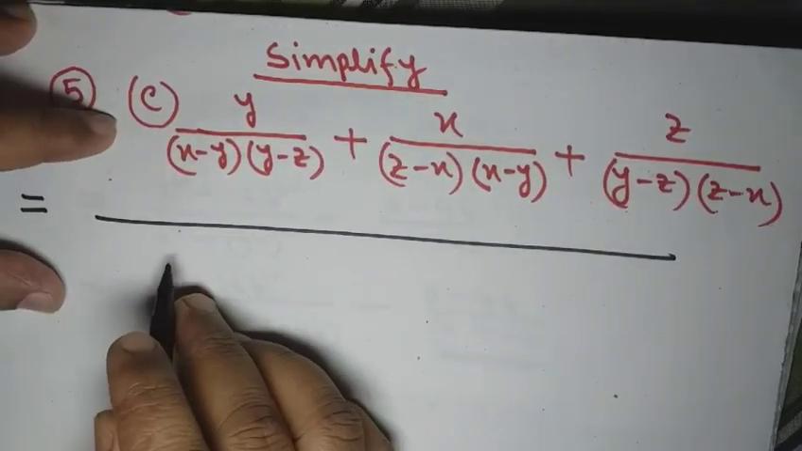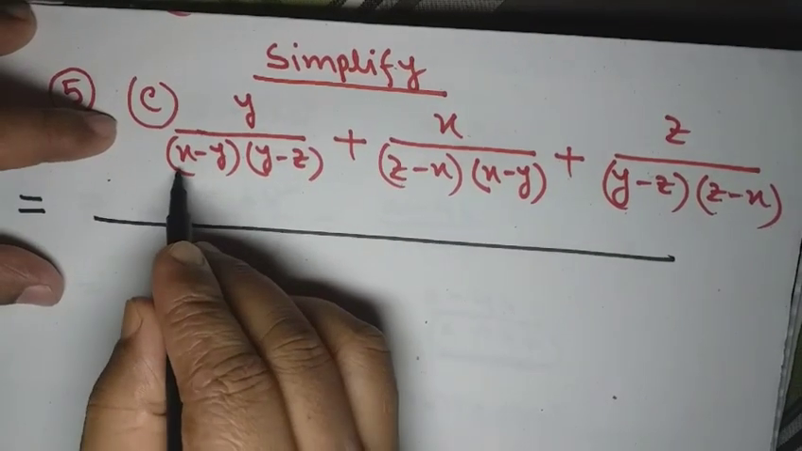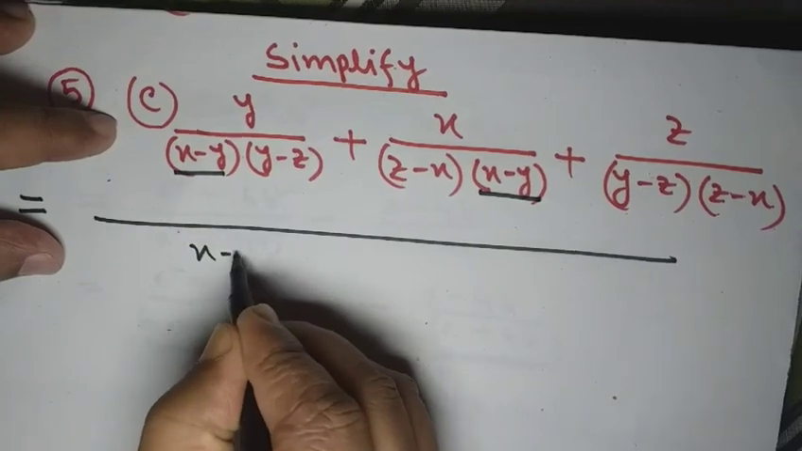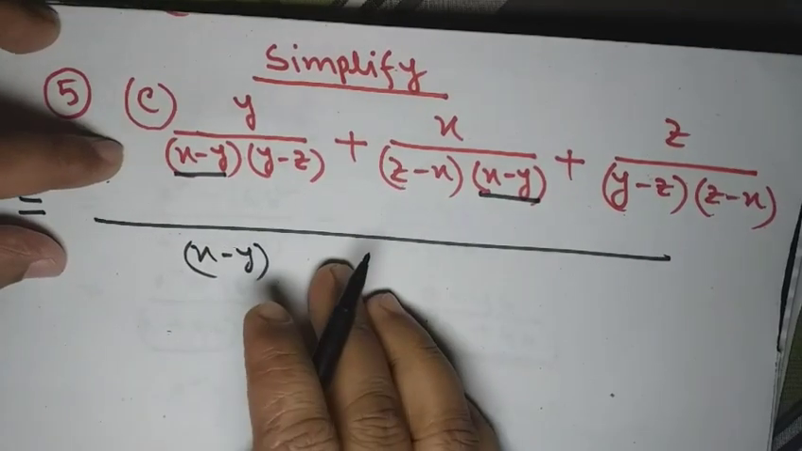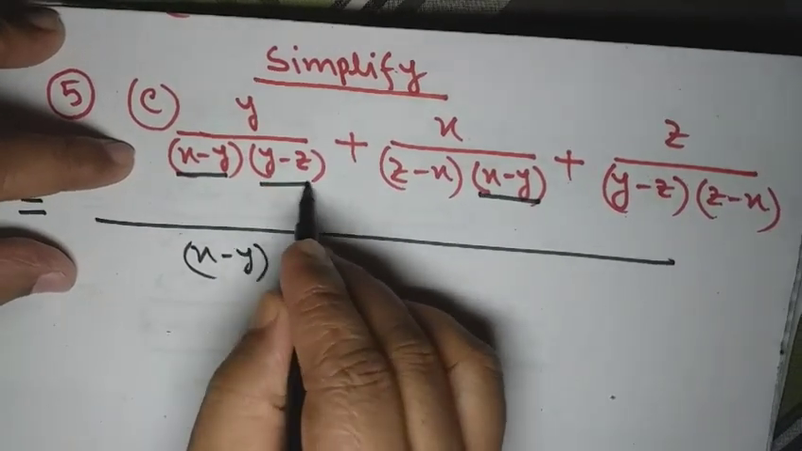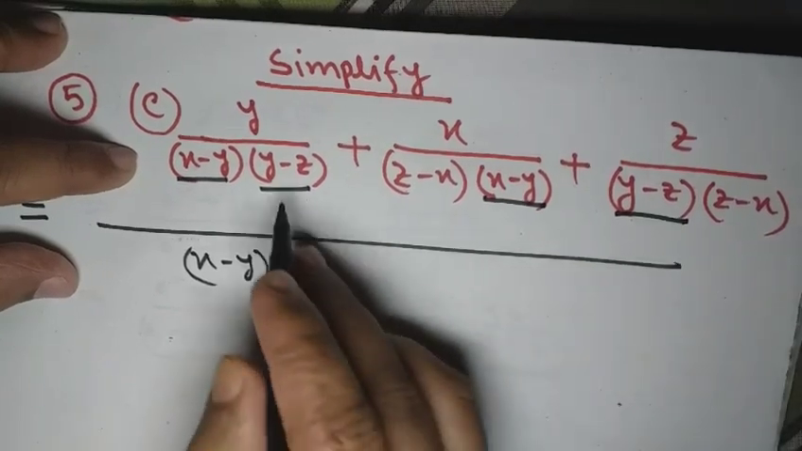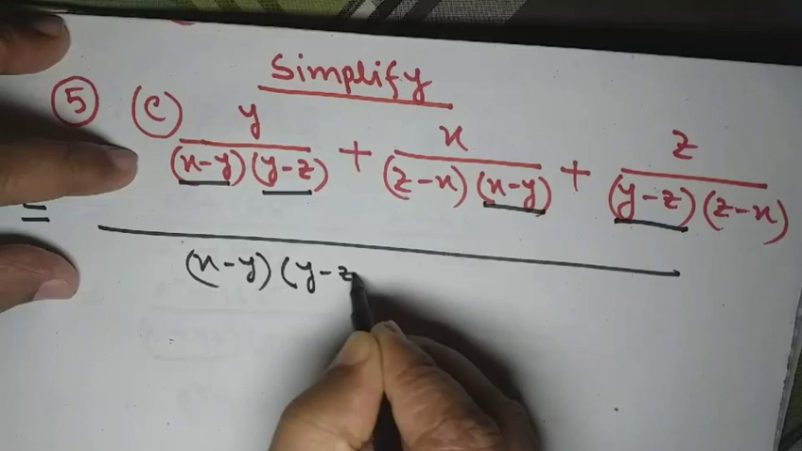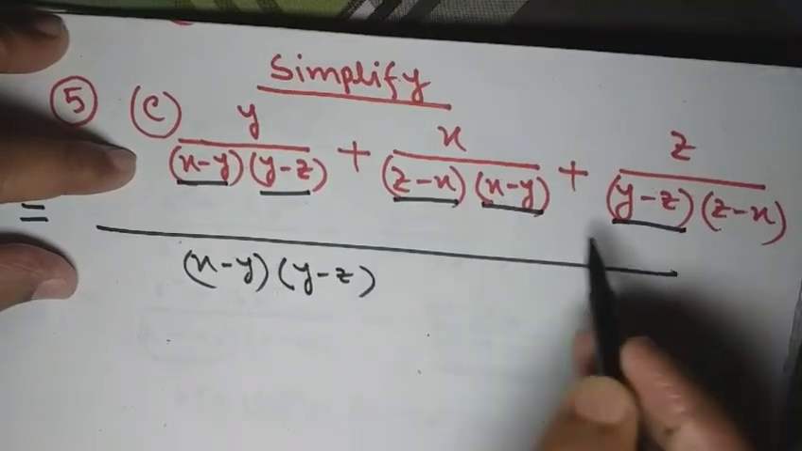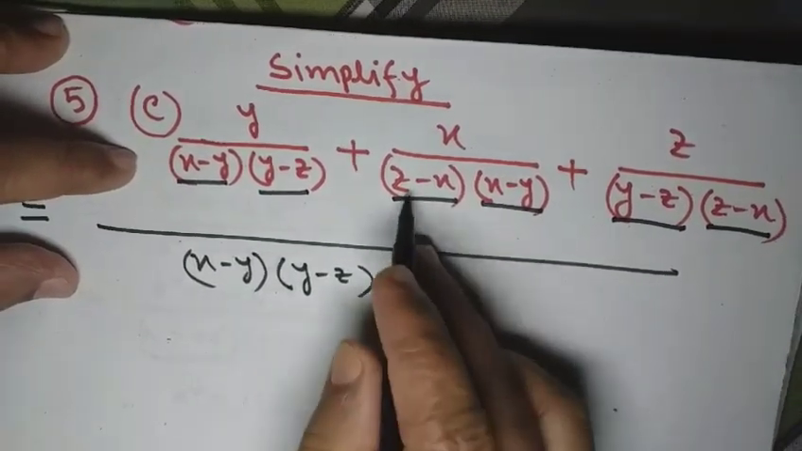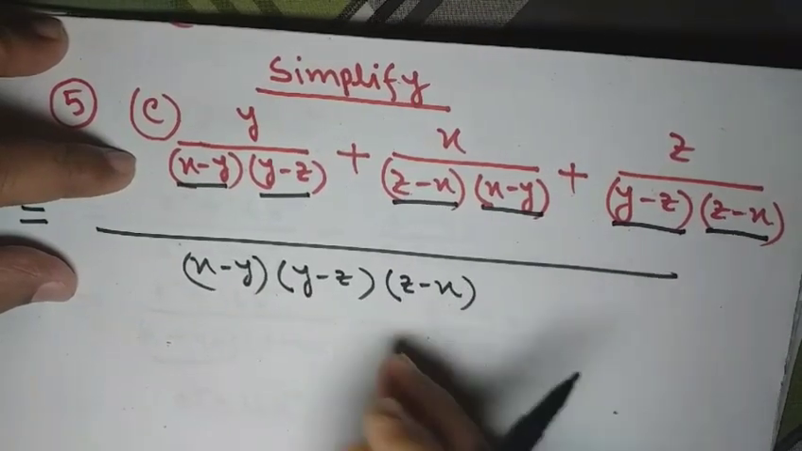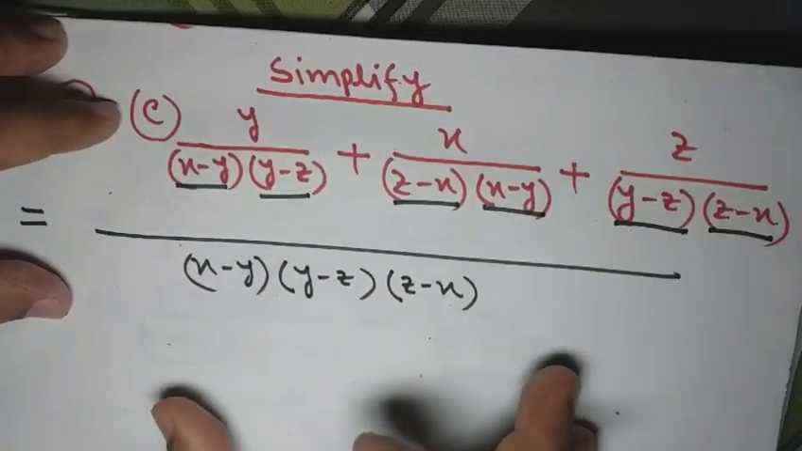Student, you can see here is x minus y, here is x minus y. So first I will write x minus y, and then y minus z, 1 y minus z. So for 2 y minus z, we will write 1 y minus z, and here is z minus x, here is z minus x. For 2 z minus x, we will write 1 z minus x. This is the LCM of the denominator.